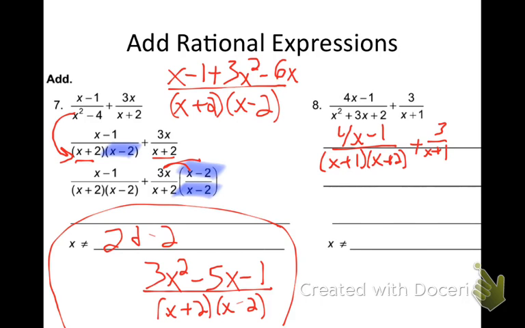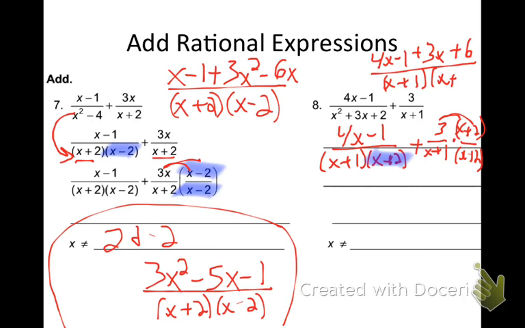Okay. So what am I missing now in my other fraction that I need to multiply by, Andy? I'm missing the x plus 2. So I'm going to multiply over here by x plus 2 over x plus 2. Distribute that 3. And now I get 4x minus 1 plus 3x plus 6 all over x plus 1 and x plus 2.